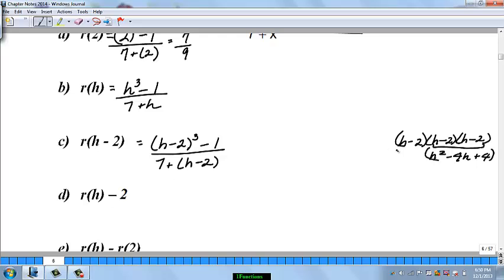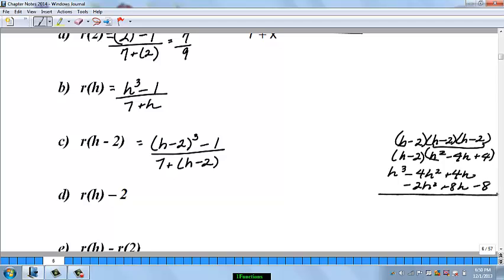Now I'm going to multiply this all by h minus 2. And when you do this, you're going to use this term first and do the distributive property 3 times, and then this 3 times, and then combine. So I have h cubed minus 4h squared plus 4h minus 2h squared plus 8h minus 8. And notice I kind of put them where they can be combined.